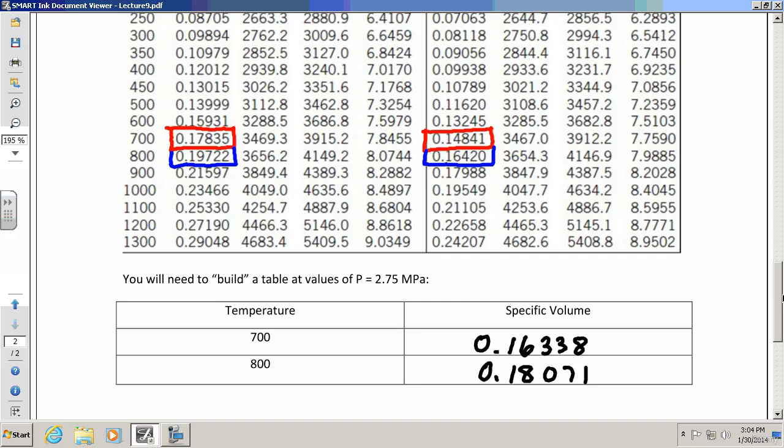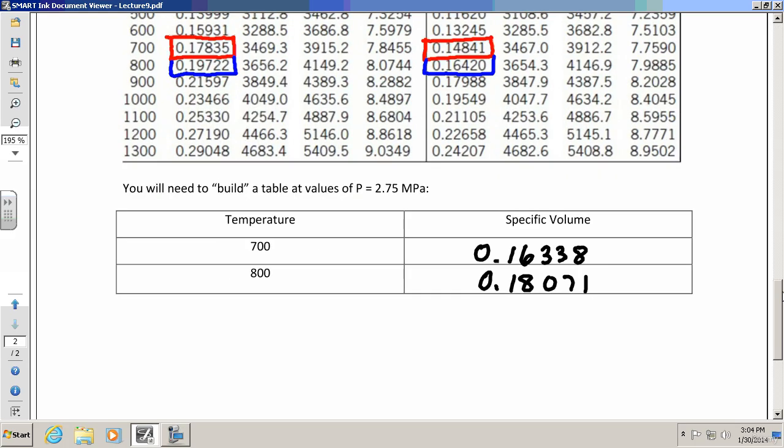Now, in order to get the temperature of 750 degrees Celsius, you will interpolate this table. Now what you need to do is add up those two numbers and divide by 2.